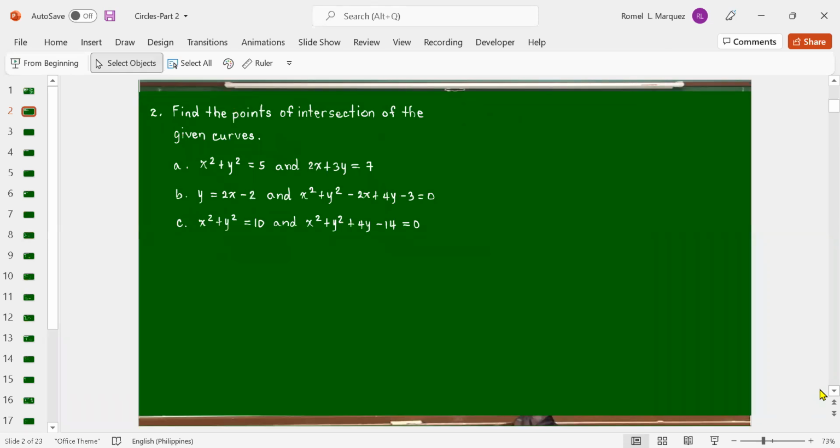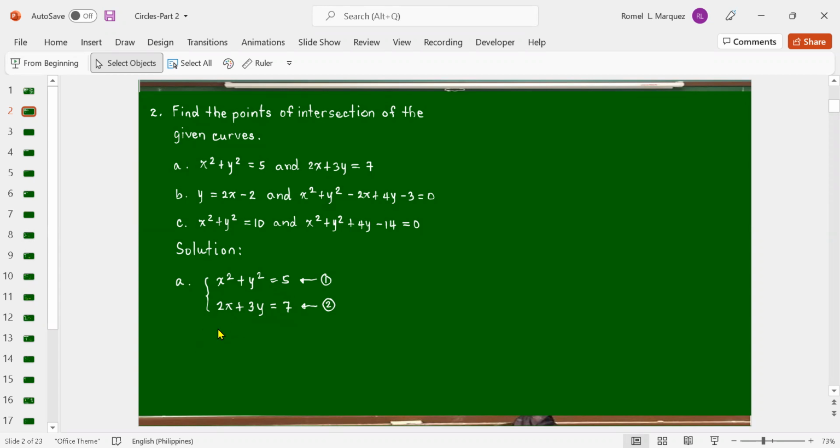Find the points of intersection of the given curves. For letter A, we have x squared plus y squared equals 5. So this is a circle. And 2x plus 3y equals 7, and this is a straight line. To get the intersections of this circle and line, we have to solve them simultaneously. For letter A, x squared plus y squared equals 5, let's call it equation number 1. Then we have 2x plus 3y equals 7, and this is equation number 2.